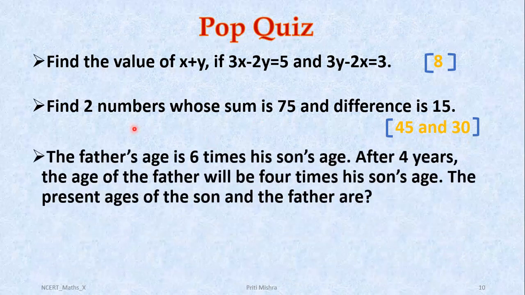Next question is, the father's age is 6 times his son's age, and after 4 years, the age of the father will be 4 times his son's age. The present ages of the son and the father are what? You have to find out. Take your time, solve these questions. I am telling you the answers as these are lengthy questions here. Please solve yourself. As I have explained all the methods, make the equations, follow the method and find the answers. Then check your answers with my answer. So the answer is 6 and 36.